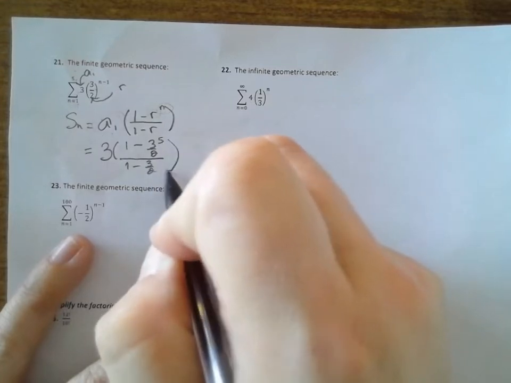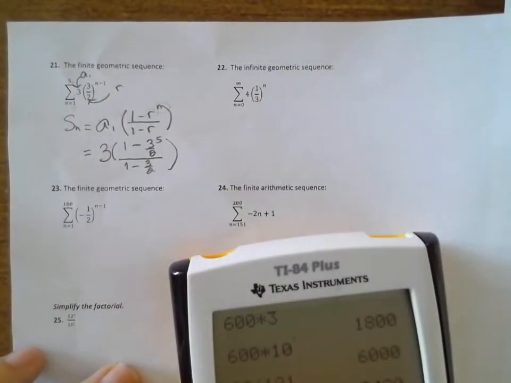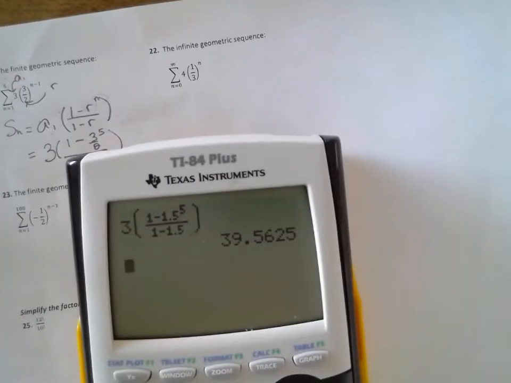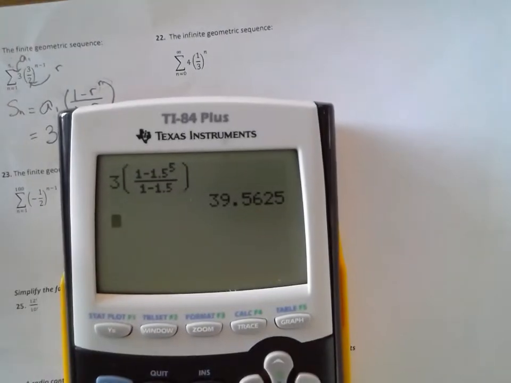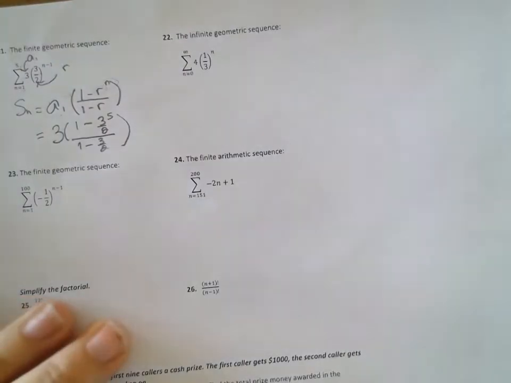So put that into your calculator exactly as you see it. Here we go. 3 parenthesis alpha y equals 1. 1 minus, you can do a fraction. I'm just going to do 1.5 to the 5th power just to make it easier. 1 minus 1.5. Close. And I got 39 point, the instructions said to round to 2 decimal places. So my final answer here is 39.56.